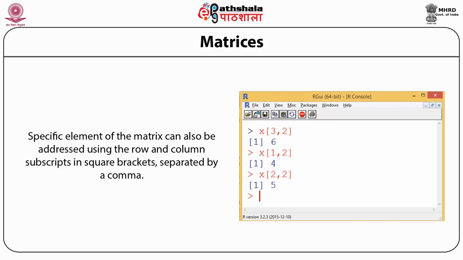and it should be subscripted in square brackets separated by a comma. For example, suppose we want to access the element present at third row and second column, we need to type x and in brackets 3 comma 2. So it will be 6. If we want to access the element present at first row and second column, we simply type 1, 2. Similarly, x[2, 2] will access the element 5, which is at second row and second column.